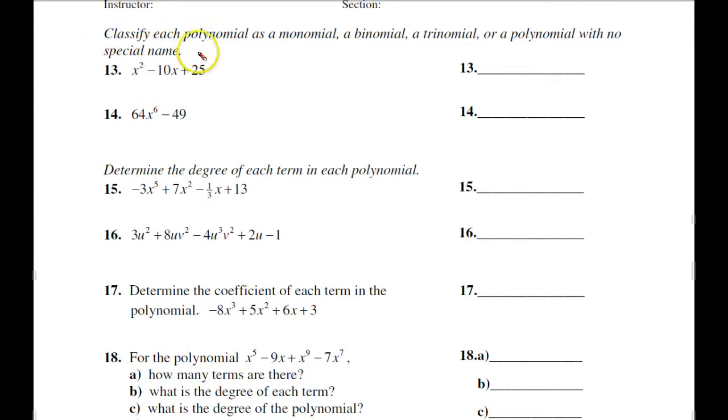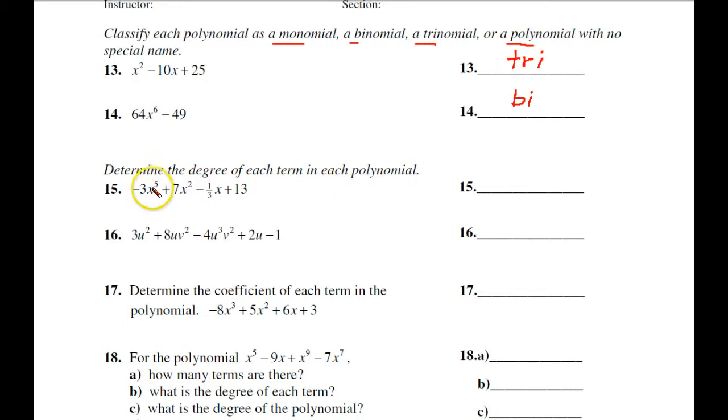Now for these next 2, they want to see, is it a monomial, binomial, trinomial, or if it's more than 3, it's just a polynomial with no special name. So this has 3 terms, so this would be a trinomial. This has 2 terms, so this would be a binomial.